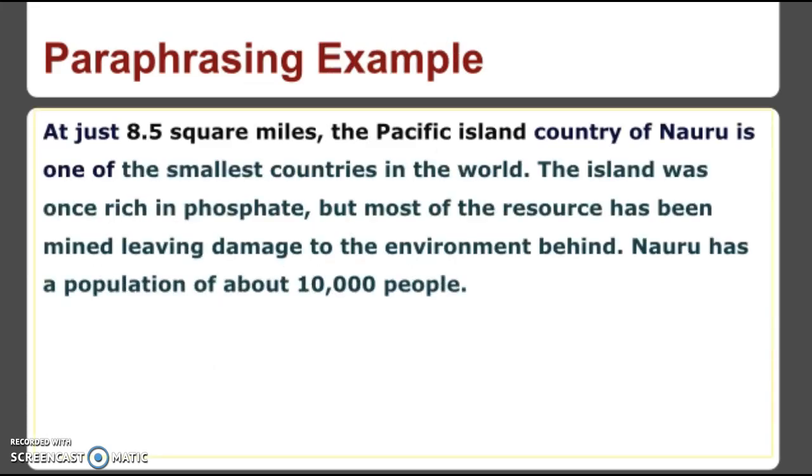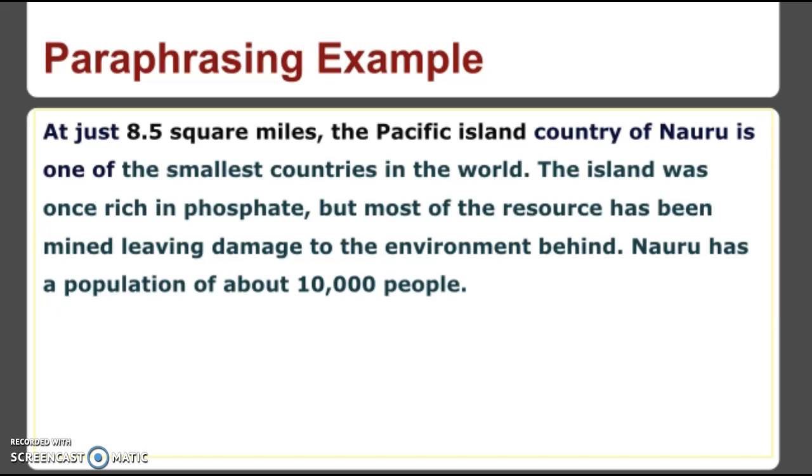At just 8.5 square miles, the Pacific island country of Nauru is one of the smallest countries in the world. The island was once rich in phosphate, but most of the resource has been mined, leaving damage to the environment behind. Nauru has a population of about 10,000 people.